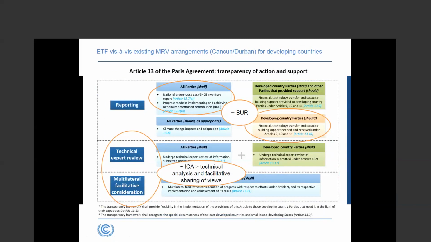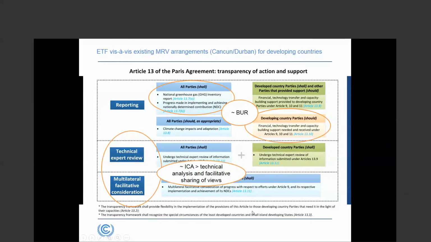This slide shows a comparison between the enhanced transparency framework, which we call ETF, and the existing MRV arrangements. You can see on the screen, on the reporting side, Article 13 asks each party to submit national GHG inventories as well as tracking progress of NDC. Also, developing country parties need to report the support needed and received. And climate change impacts and adaptation is not a mandatory requirement.